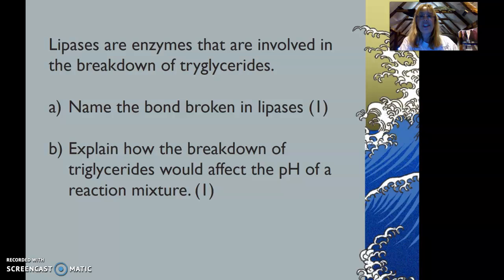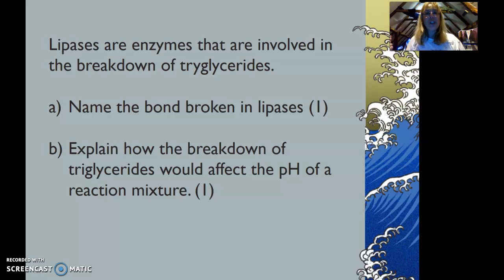Okay, well done. So the bond broken is of course the ester bond, and the reason why the pH changes is actually the pH starts to go down because the fatty acids are released. Because it's an acid, it lowers the pH, becoming more acidic. Okay?